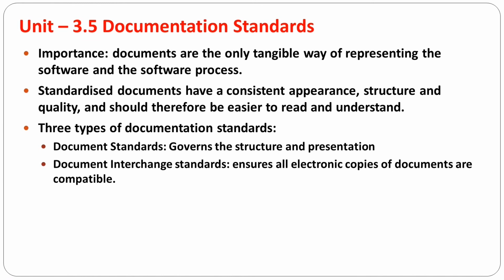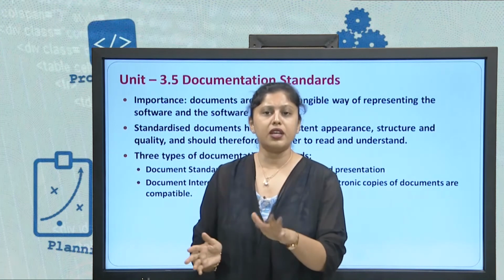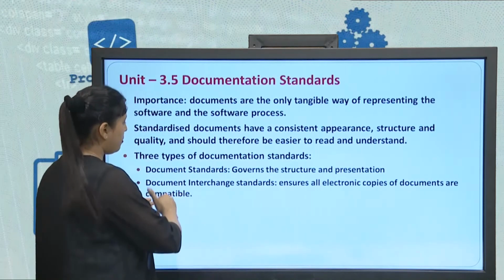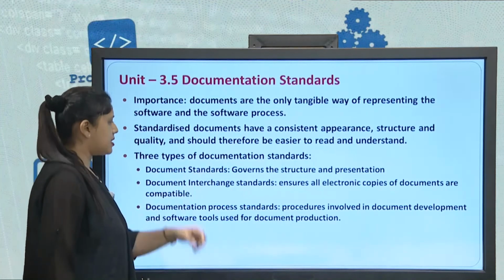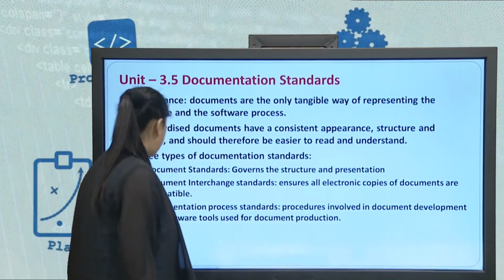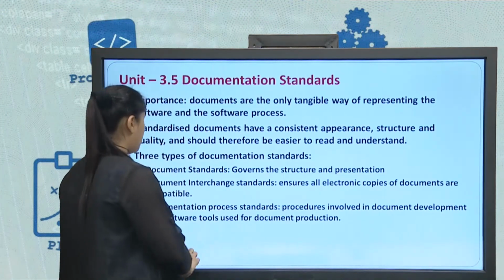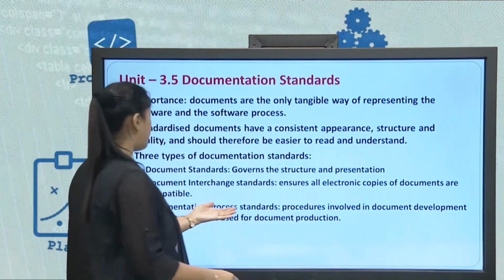Second is document interchange standards, which ensure all electronic copies of documents are compatible. If my documentation is in textual format and the same documentation is in electronic copies, then those electronic copies should be compatible with any other computer system. That is called document interchange standards. Third is documentation process standards: the procedures involved in document development and the software tools used for document production. Whatever software tools are required to develop my documentation all come under documentation process standards.